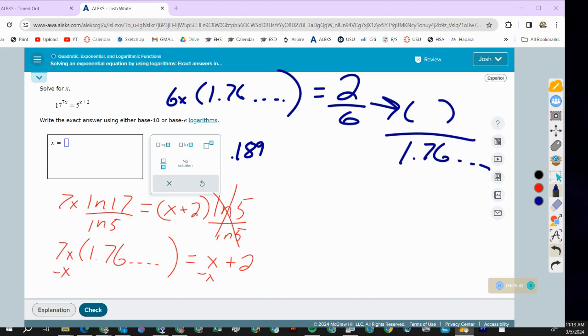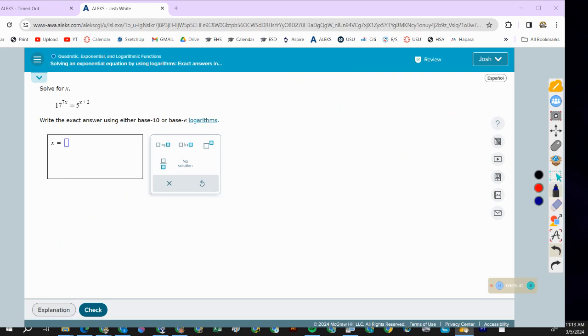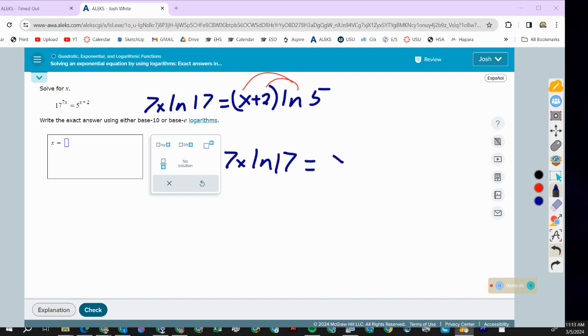Okay, well, back up, guys. I apologize. I got to read the instructions. So 7x ln of 17 equals x plus 2 ln of 5. So I'm going to distribute this. 7x ln 17 equals x ln 5 plus 2 ln 5. Okay, does everybody see what I did?